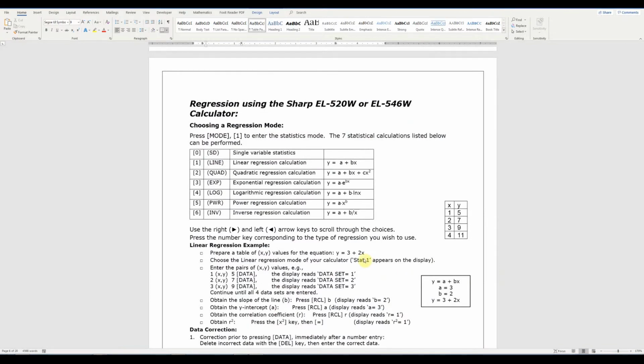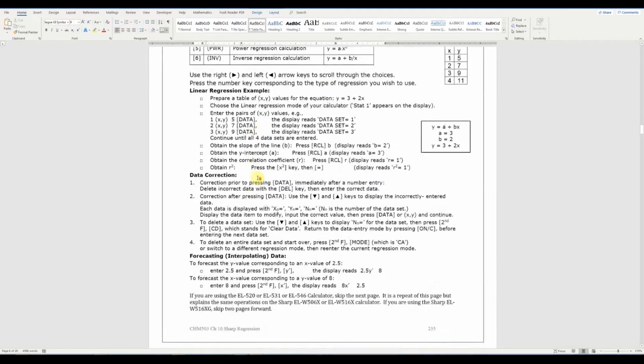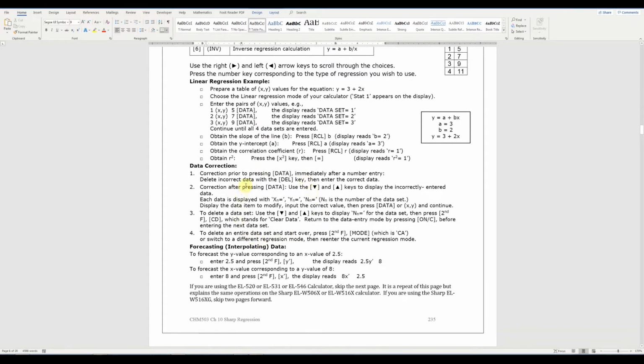On page 235 of your course notes, I have instructions for entering a data set into the linear regression mode of the Sharp EL520W or 546W calculators. When you select mode, you'll see that there are 7 different regression types available using keys 0 through 6. I have instructions for entering a data set, correcting a data set if you make a mistake, and then forecasting values from the data set.